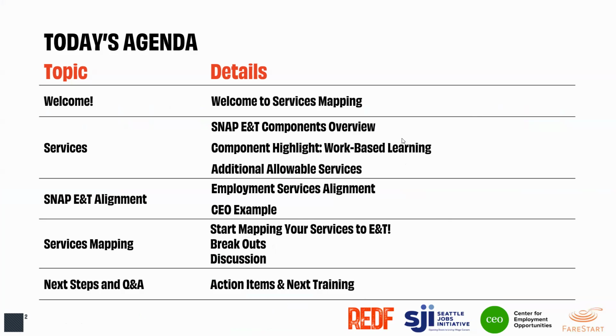We're going to walk through SNAP E&T services. SNAP E&T services are bucketed into what are called components. So we'll walk through what those are and what they mean. We are going to highlight one of them. And then we're going to also talk about some additional allowable services that don't fall into components necessarily. We're going to also walk through where ESC and nonprofits are aligned in services that you are already delivering. We have a lovely example from our good friends at CEO who are on the call today.